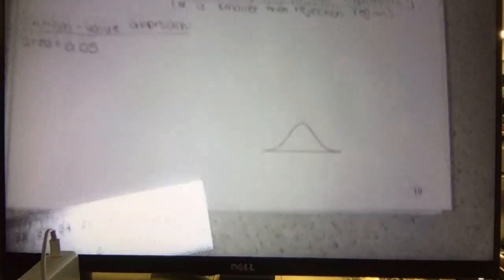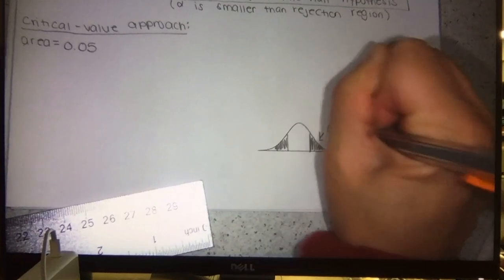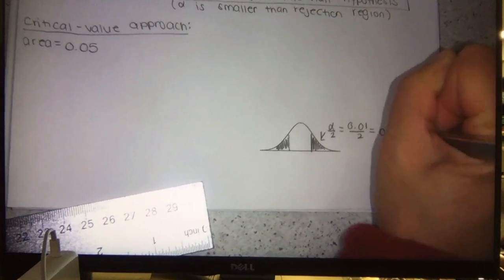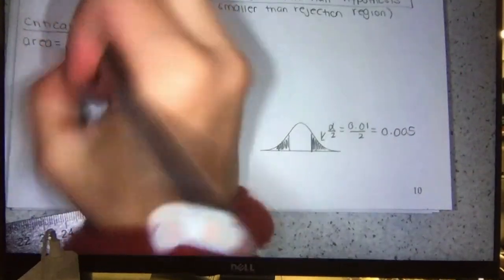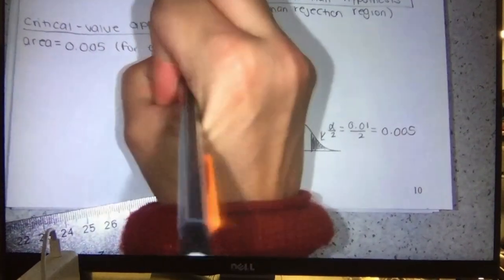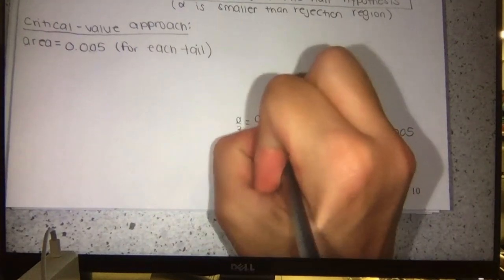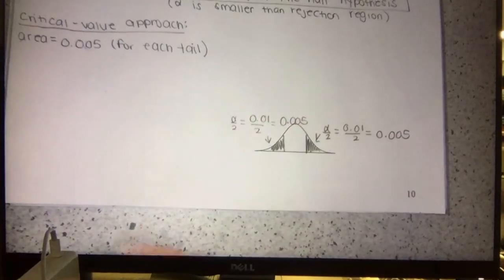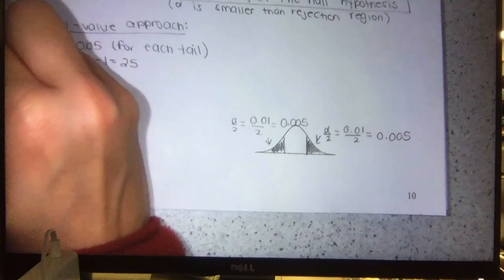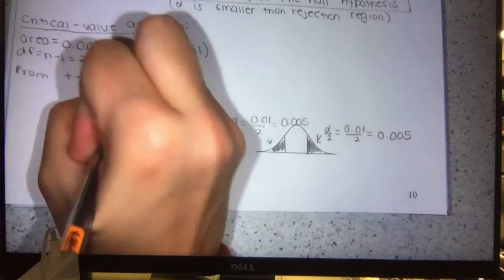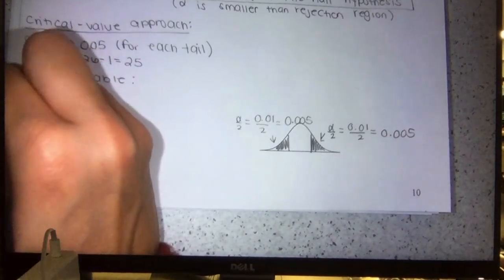Because if we draw our little picture down here, we have a two-tail test. So we know this is going to be alpha over 2, alpha 0.01, so that means it's going to be 0.005. I think I forgot a 0 there. And this will be for each tail. Then our degrees of freedom is n minus 1, so 26 minus 1, which is 25. So from our t table, we can find our t critical left and our t critical right.